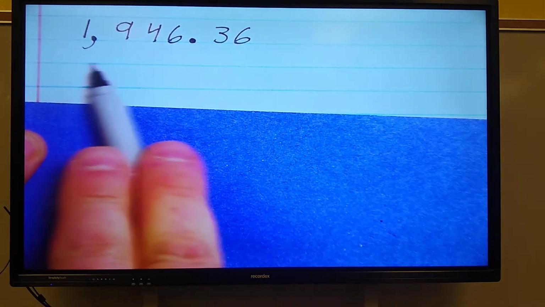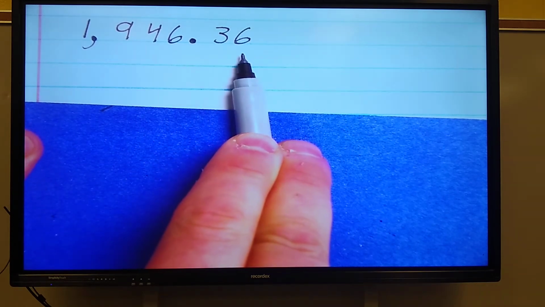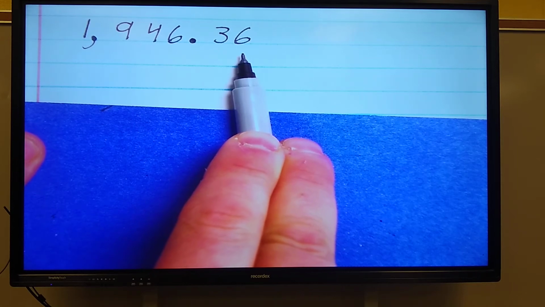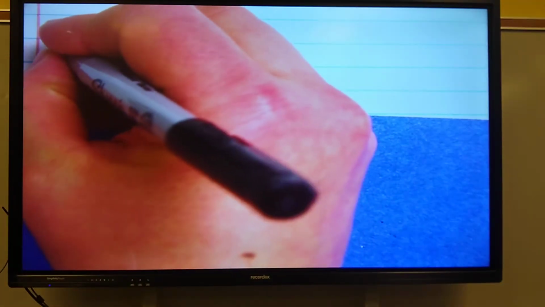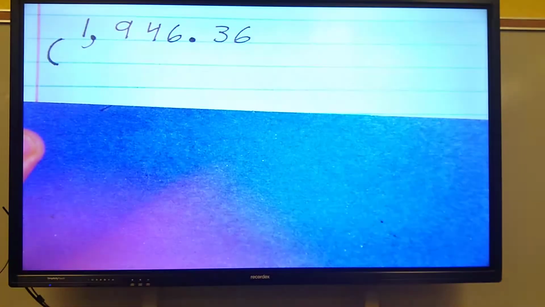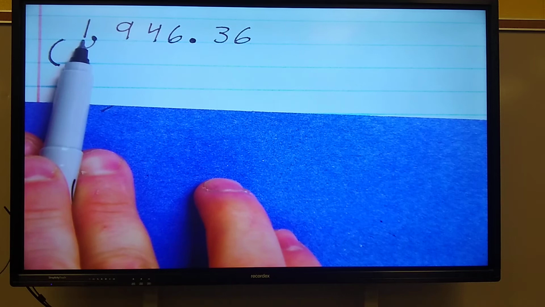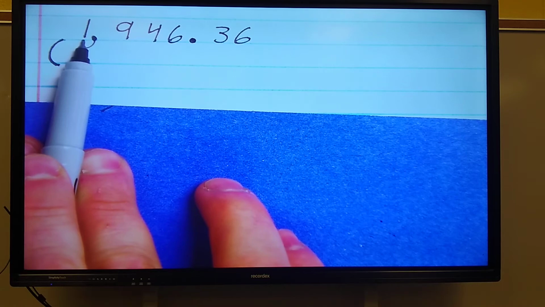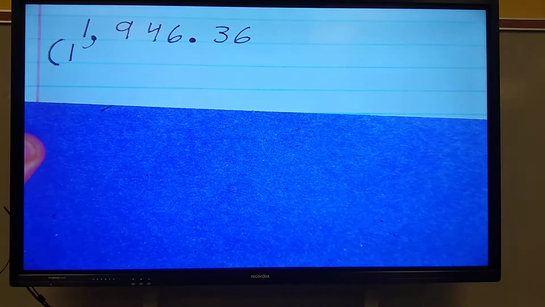This number is 1,946 and 36 hundredths. In order to put a number in expanded form, you got to know the place and the value of each digit. This is a parenthesis. You will write a parenthesis, go to the biggest number or the first digit you come across, and you think, all right, that is the digit 1. So you put that digit down, 1.